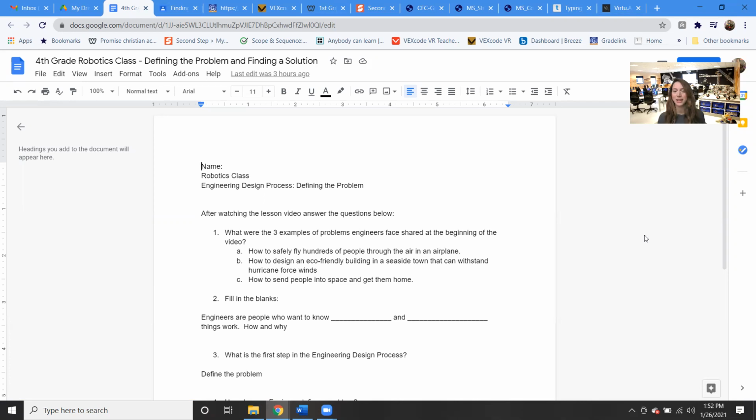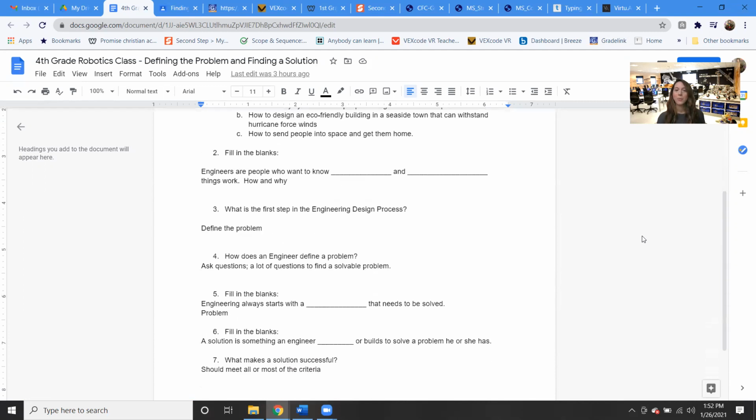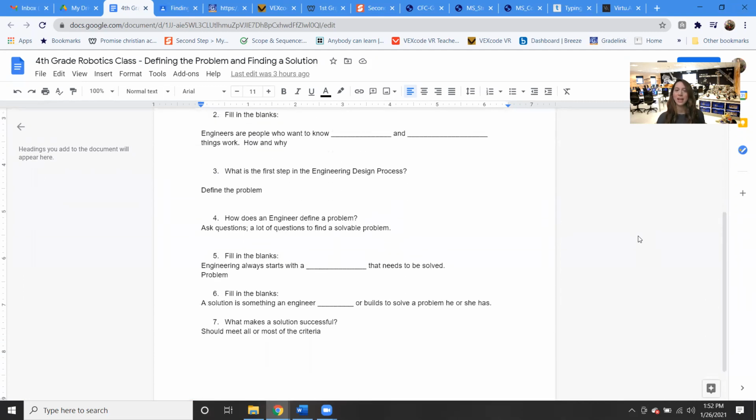These were just 3 that she shared in the video. So the next question says, engineers are people who want to know blank and blank things work. They want to know how and why things work, right? What is the first step in the engineering design process? We know that it's to define the problem, right? Which is what we've been learning about.